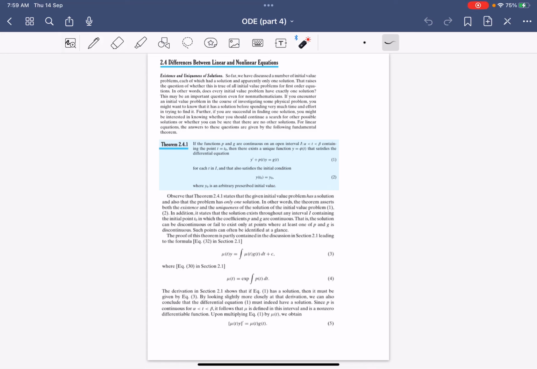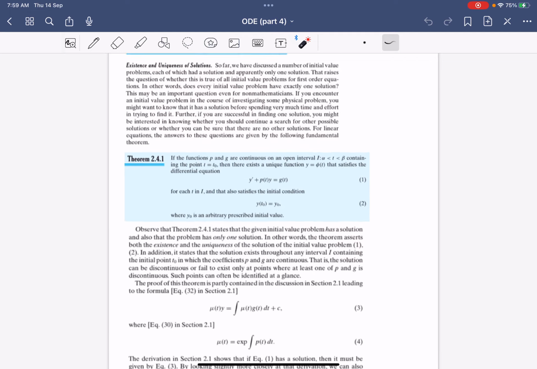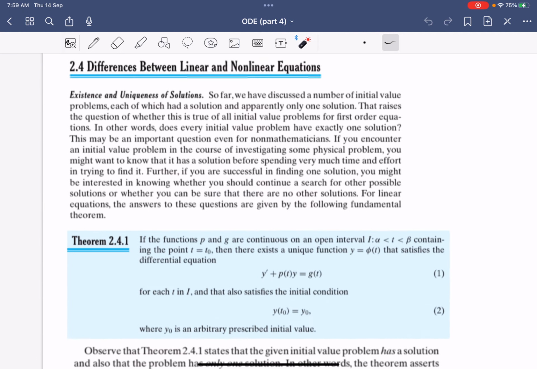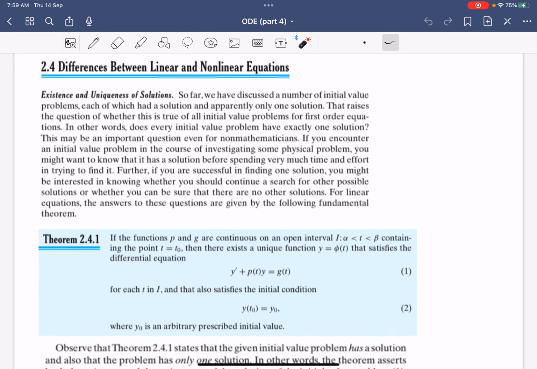Hi, in this video, we'll be continuing the study of ODEs, and today we'll really talk about certain differences between linear and nonlinear equations. So, in the previous 3 videos, we have gone through terminologies related to linear ordinary differential equations, and we were able to solve certain differential equations that were separable or using the integrating factor.